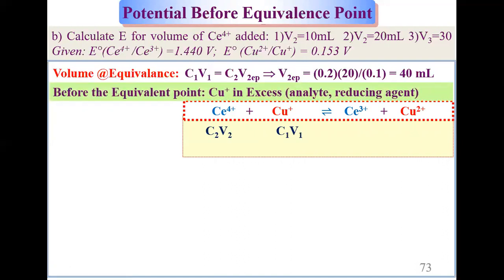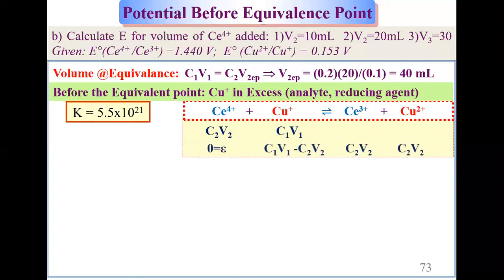So before the equivalence, who do I have in excess? Yes, it's my analyte that's in excess. So it's the copper, which is in the beaker, and it happens that that's also my reducing agent. Of course, we already calculated the K, which we said is a complete reaction. So the reaction proceeds and achieves equilibrium, going greatly in the forward direction, such that by the end of the reaction we have 0 selenium 4+, which is my limiting reagent.